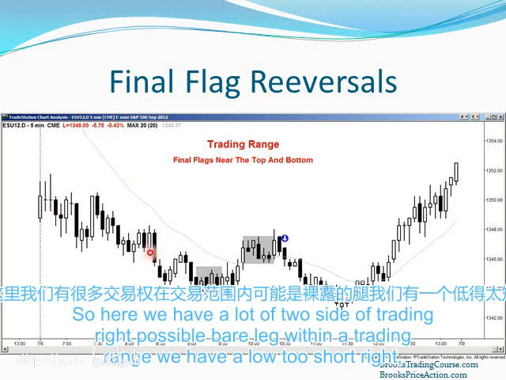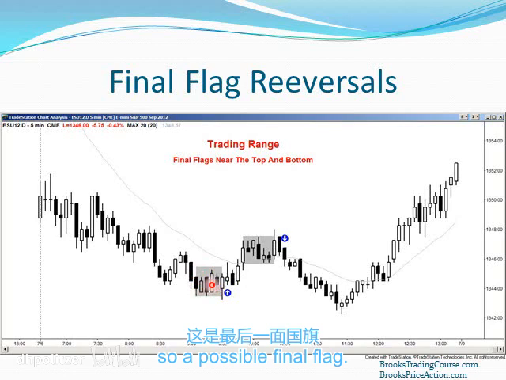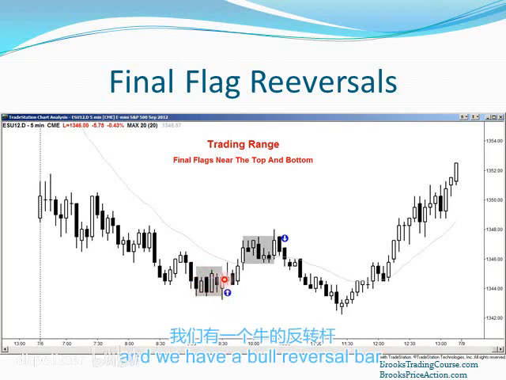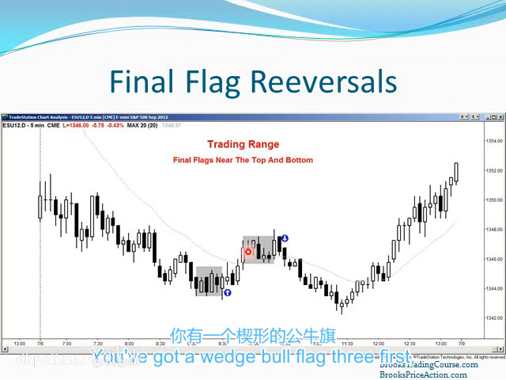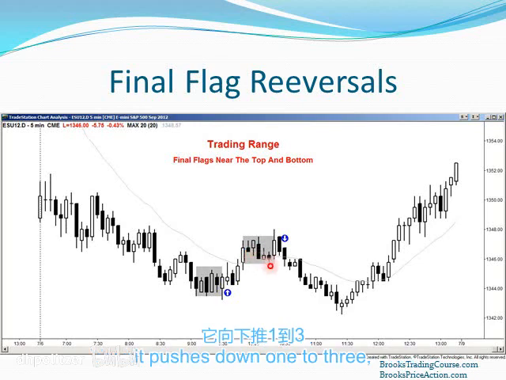So here we have a lot of two-sided trading, right? Possible bear leg within a trading range. We have a low 2 short, right? So a possible final flag. We broke to the downside, and we have a bull reversal bar. So this is a reasonable long. We have a bull flag up here. You can call it a wedge bull flag. 3 pushes down. 1, 2, 3.